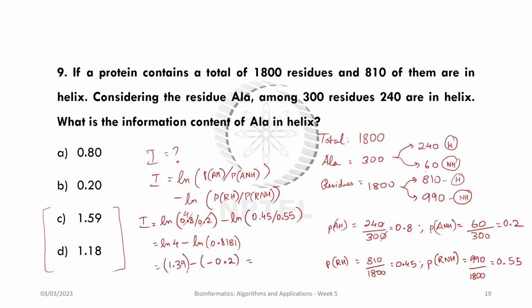I'm going to round it off as 1.39. So 1.39 plus 0.2 would be 1.59. Answer is C.